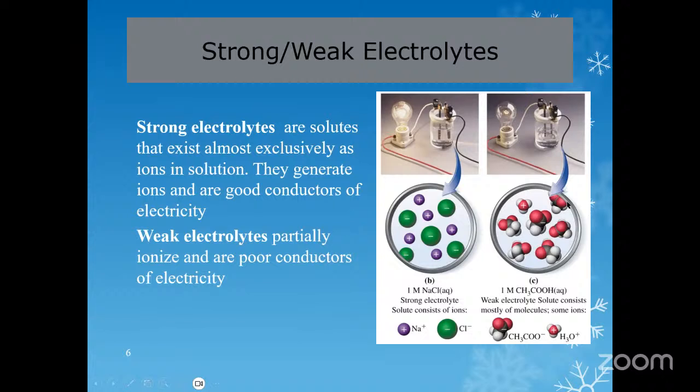And that's because the solution that the current is passing through is what we call a weak electrolyte, and therefore they are poor conductors of electricity, right? Okay, so those are the three categories of solutions in terms of their ability to conduct electricity. Strong electrolytes, weak electrolytes, and then you have non-electrolytes, which I mentioned before.